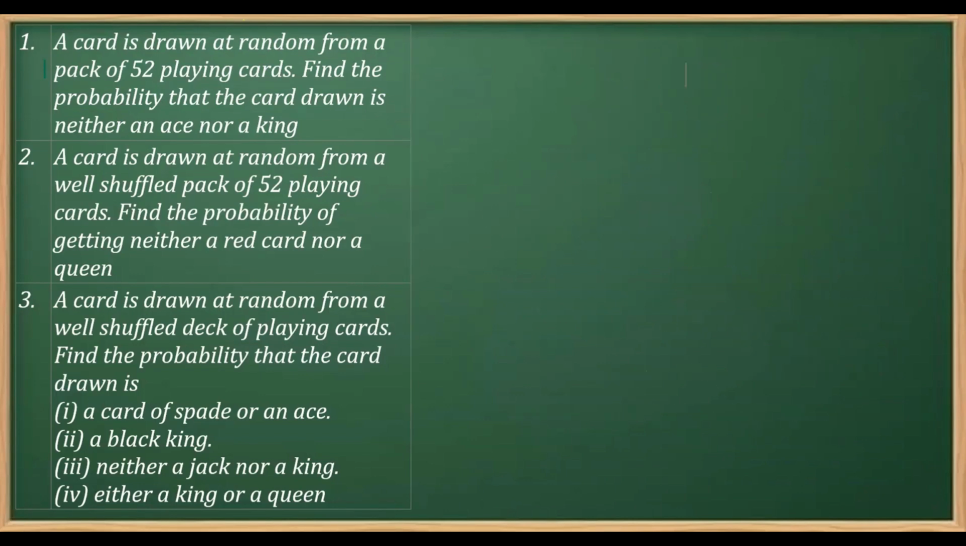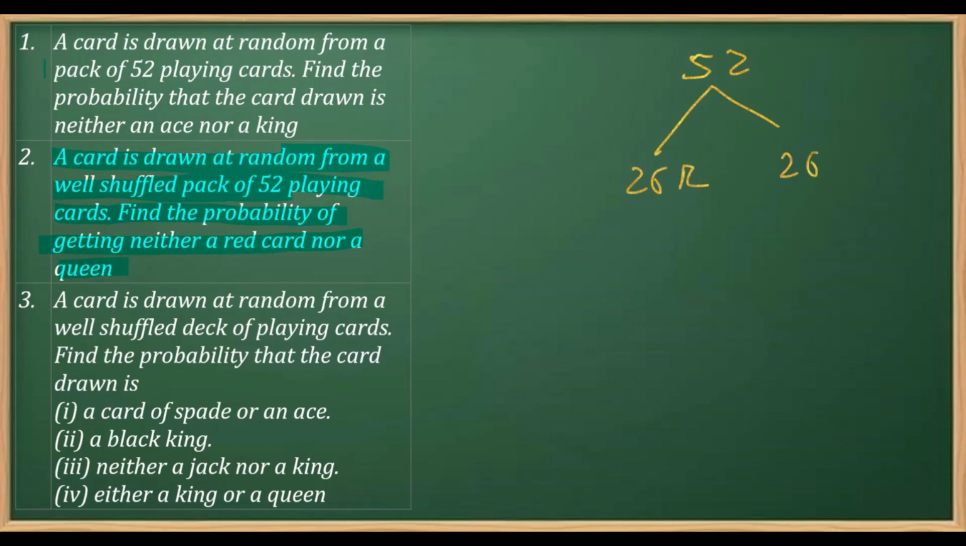Now the next one. It says a card is drawn at random from a well-shuffled pack of 52 playing cards. Find the probability of getting neither a red nor a queen. Once again, we have 52 cards, and 26 of them are red and the remaining 26 are black. There are 4 queens. Out of these 4 queens, two queens are red, and the remaining 2 queens are black.